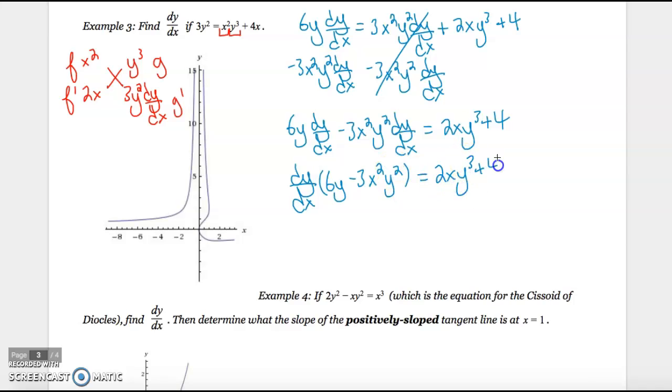And then to get my dy dx by itself, I just have to divide both sides by the stuff in my parentheses. So I get dy dx is 2xy cubed plus 4 over 6y minus 3x squared y squared. And in this scenario, there is no number that goes into 2, 3, 4, and 6, and I can't cancel anything else in any of my terms because there's nothing that's the same in every single term. So that would be my final answer for this problem.